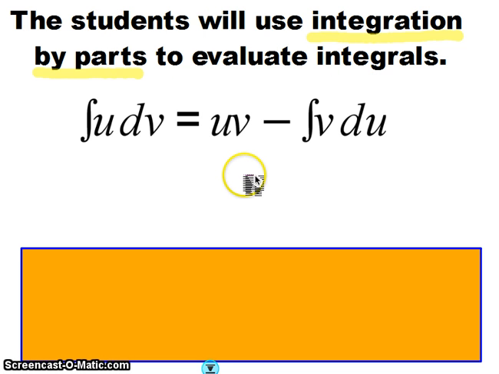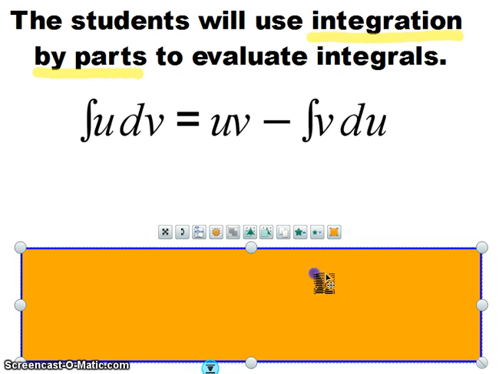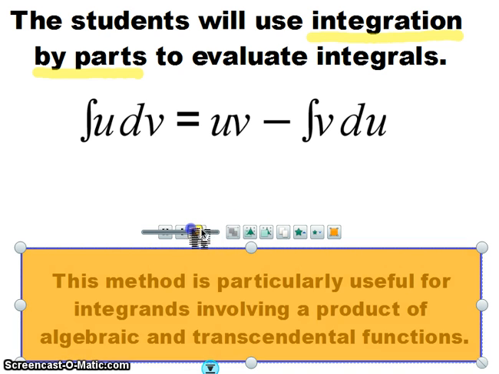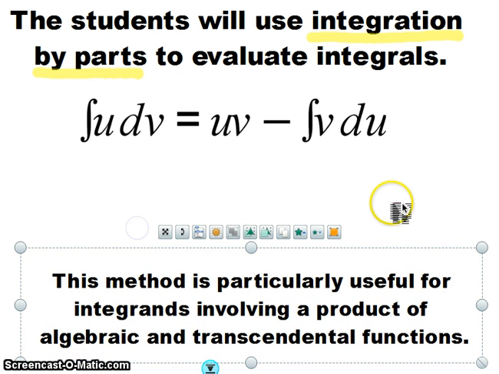In order to do this technique of integration, we're going to have it in this form. The integral of u dv, and the formula is equal to u times v minus the integral of v du. Important thing to note here is that this method is particularly useful for integrands involving the product of algebraic and transcendental functions. Also included in there are trigonometric functions as well, as you will see as part of today's video.